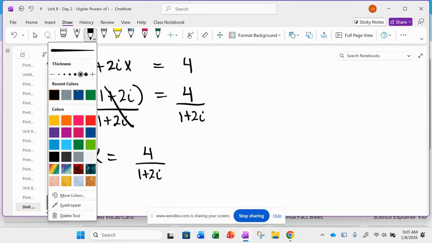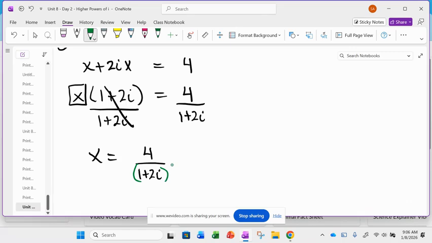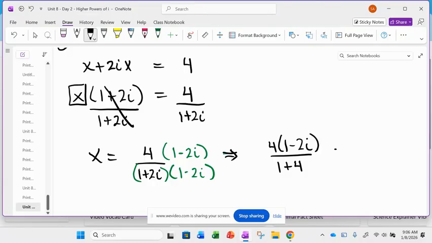So what am I going to multiply the 1 plus 2i by? 1 minus 2i. So in my denominator, I'm going to get a squared plus b squared, so that's going to be 1 plus 4. In my numerator, I'm going to get 4 times the quantity of 1 minus 2i. So we have 4 times the quantity of 1 minus 2i all over 5. I can't simplify the 4 and the 5. If I wanted to, could I distribute in that 4? Sure. If I wanted to leave it like this, would this also be okay? Sure.